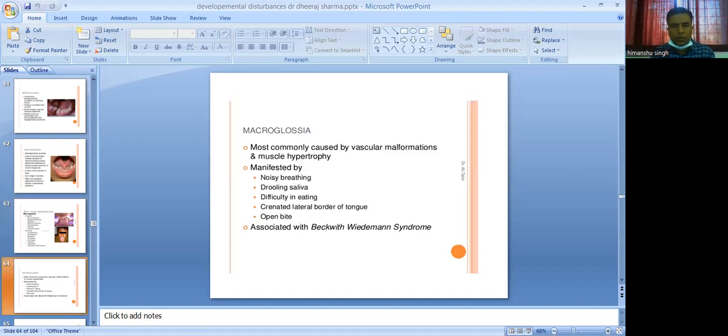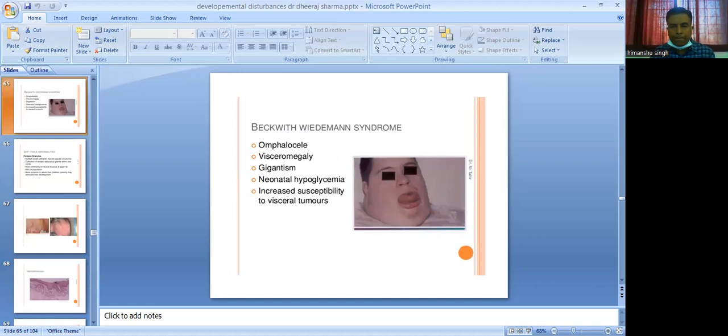Macroglossia of the lateral type is mostly caused by vascular malformations and usually also muscle hypertrophy. It is usually manifested by noisy breathing, drooling saliva, difficulty in eating, and speaking. It is also associated with Beckwith-Wiedemann syndrome. Beckwith-Wiedemann syndrome is usually characterized by omphalocele, visceromegaly, gigantism, macroglossia, hypoglycemia, and increased circulating insulin.